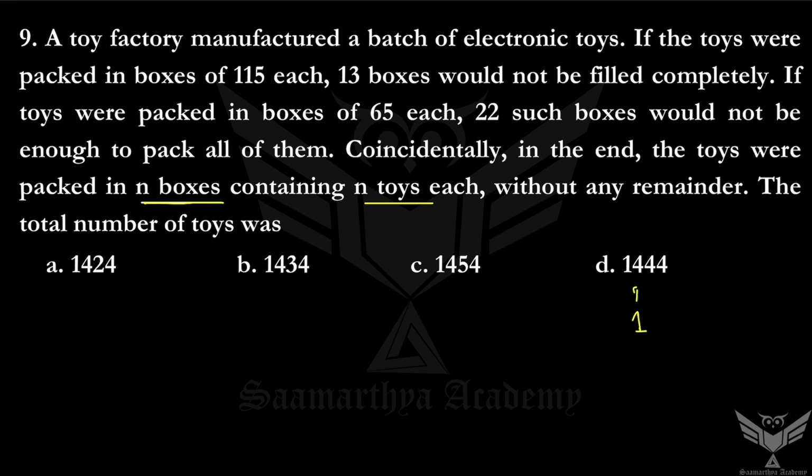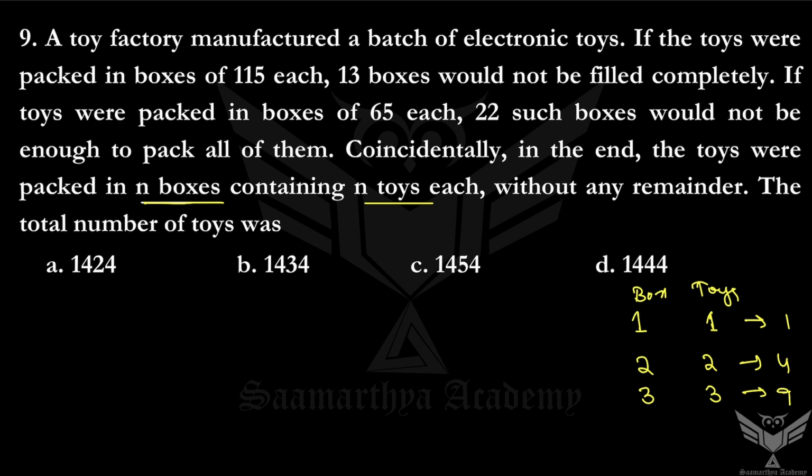So, if number of boxes, number of toys. If one box and one toy, total number of toys 1. If there are two boxes and two toys in it, 4. Three boxes, three toys each, 9. That means total number of toys is a perfect square. That's it. Now, if you find perfect square using the options, that will also take time.